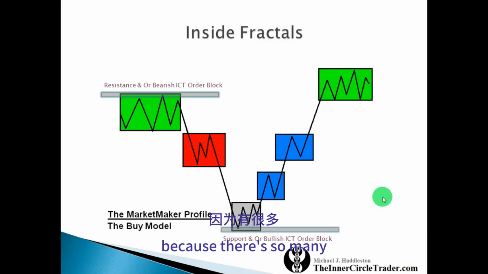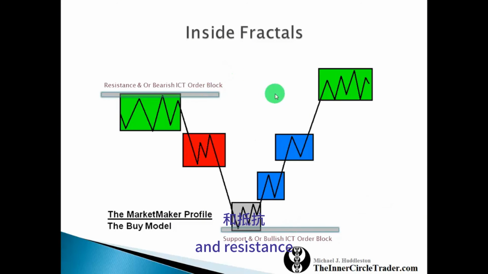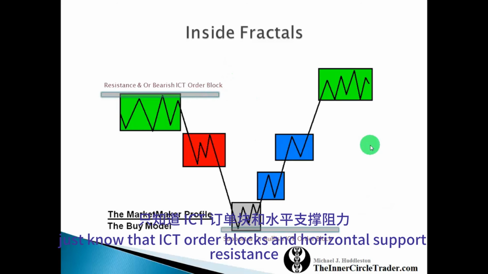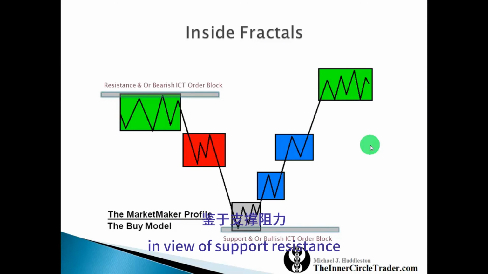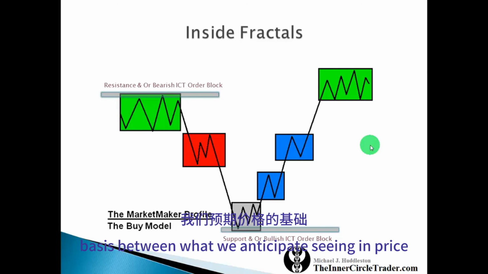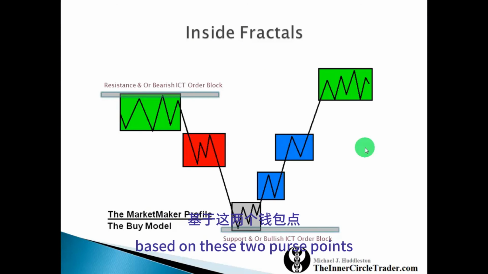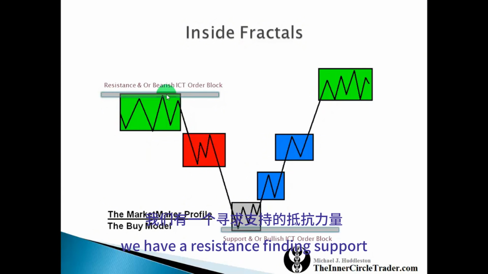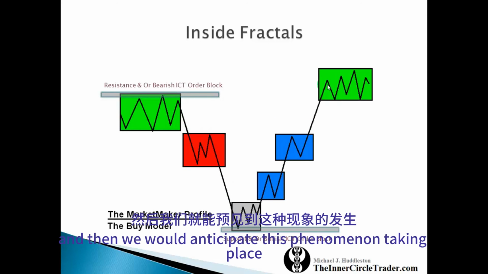because there are so many variables that could present themselves in the form of support and resistance. Just know that ICT order blocks and horizontal support resistance and old highs and lows are basically the same thing in view of support and resistance. So we have to have that as our basis between what we anticipate seeing in price and what we anticipate unfolding at a future time based on these two price points. We have a resistance, finding support, and then we would anticipate this phenomenon taking place.